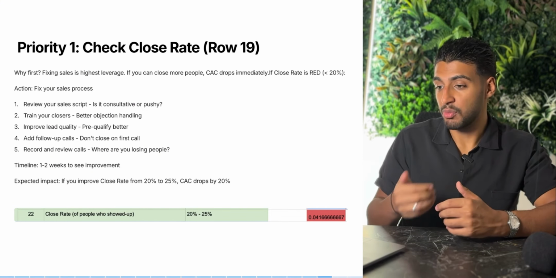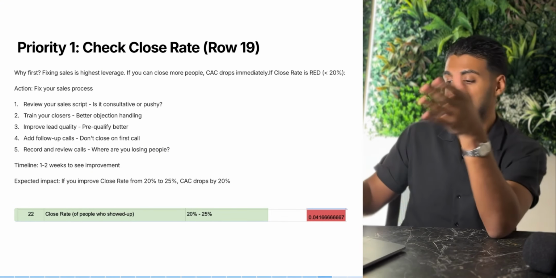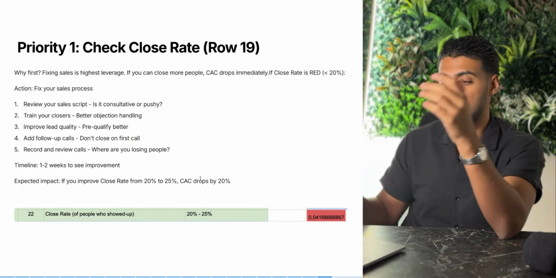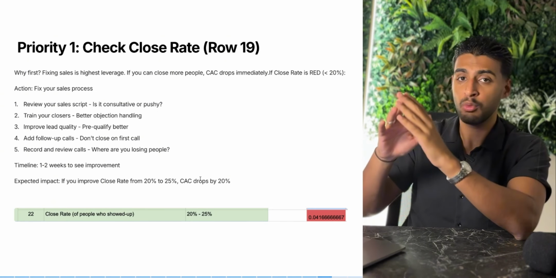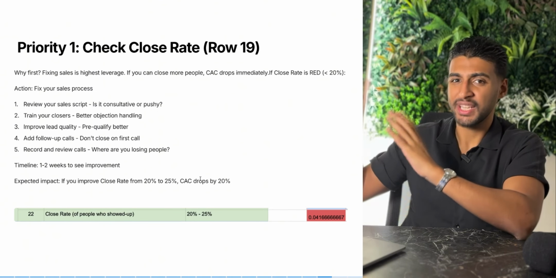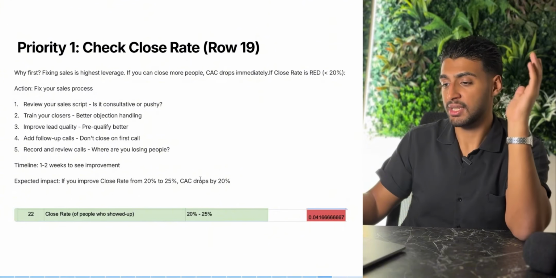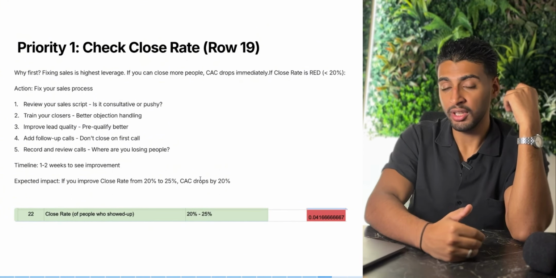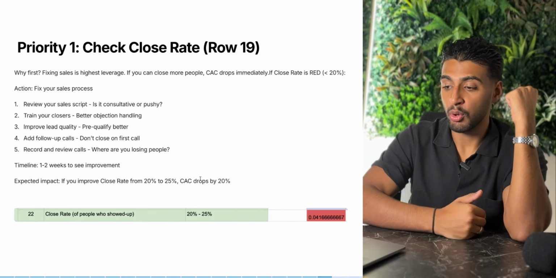And if the close rate is red, here's how to fix it. As you can see in the Google Sheet, it's going to be red. Here it's about 4%, and it should be around 20 to 25%. To fix your sales process, and again, I will record another YouTube video about how to fix every funnel metric, but an overview of the process is: you want to review your sales script. Is it pushy? You want to train your closers. You want to improve lead quality, add follow-ups to the call, and record and review calls.